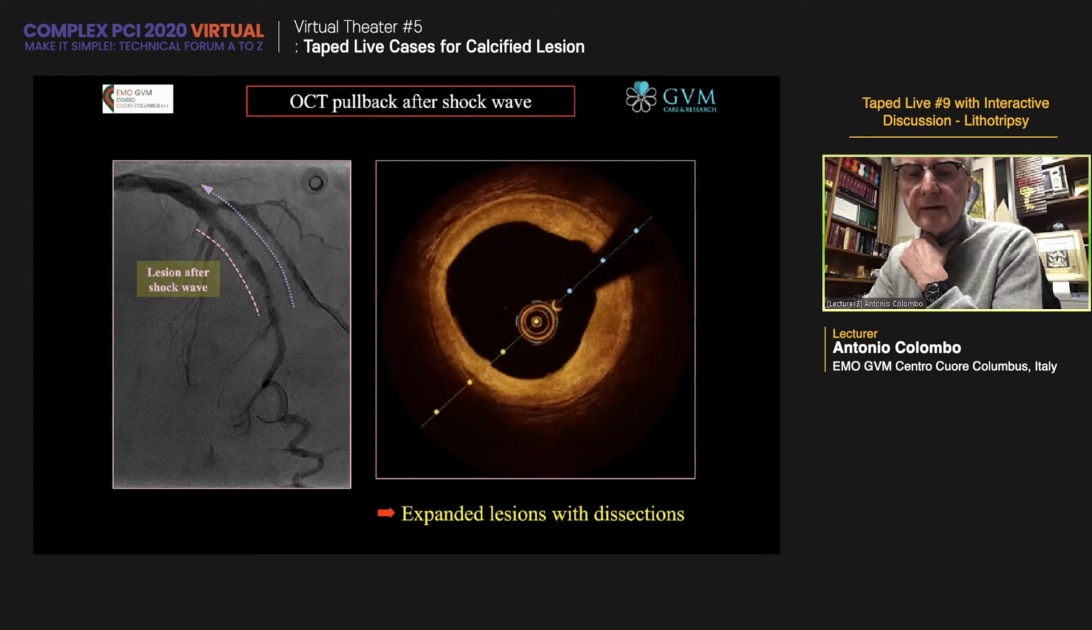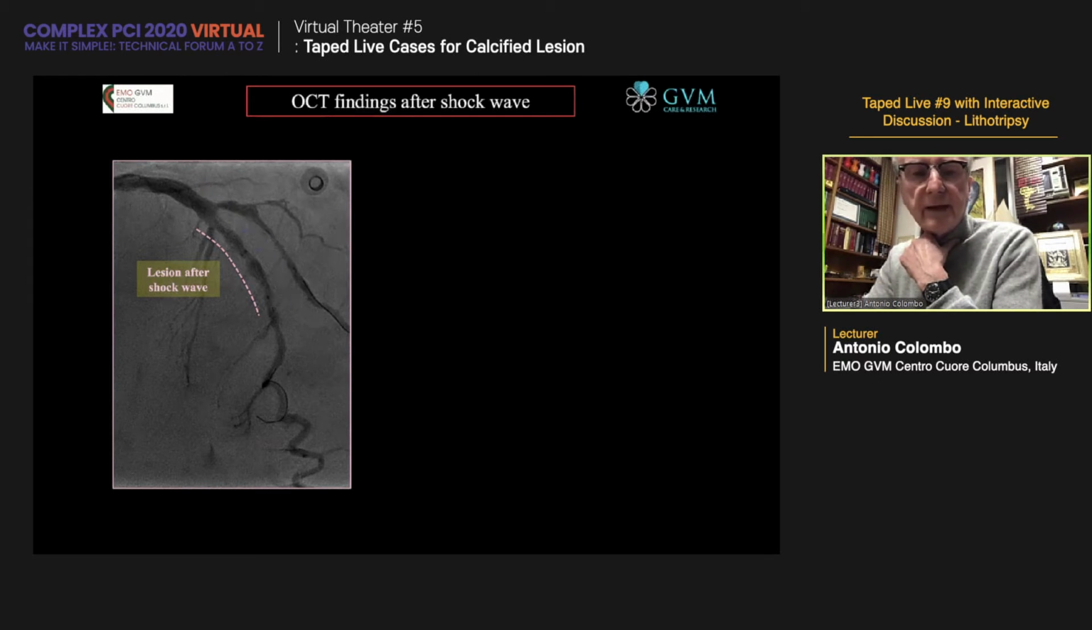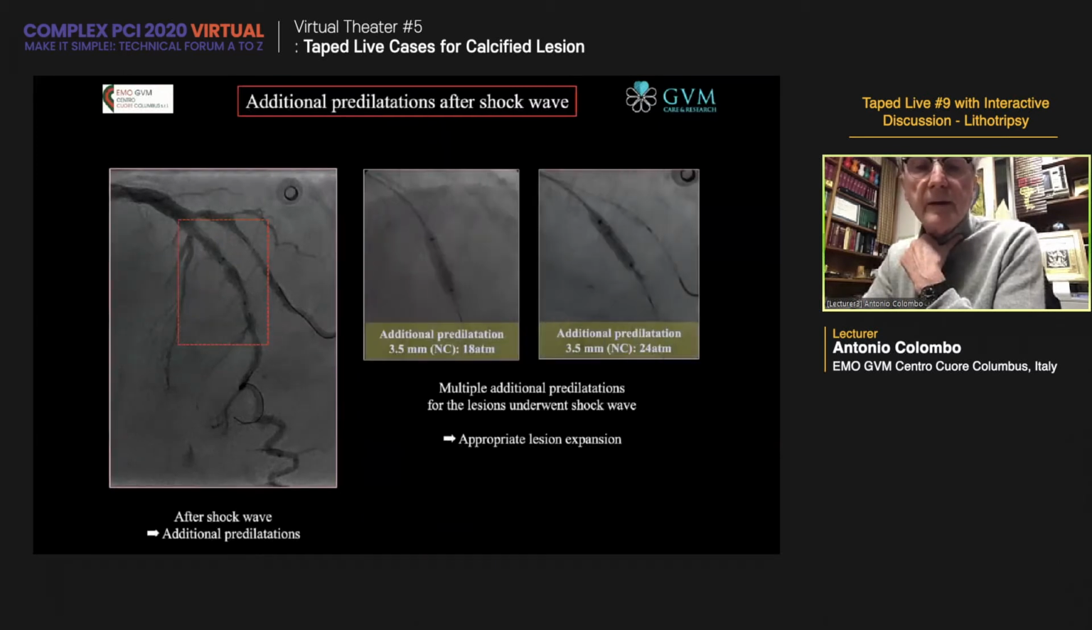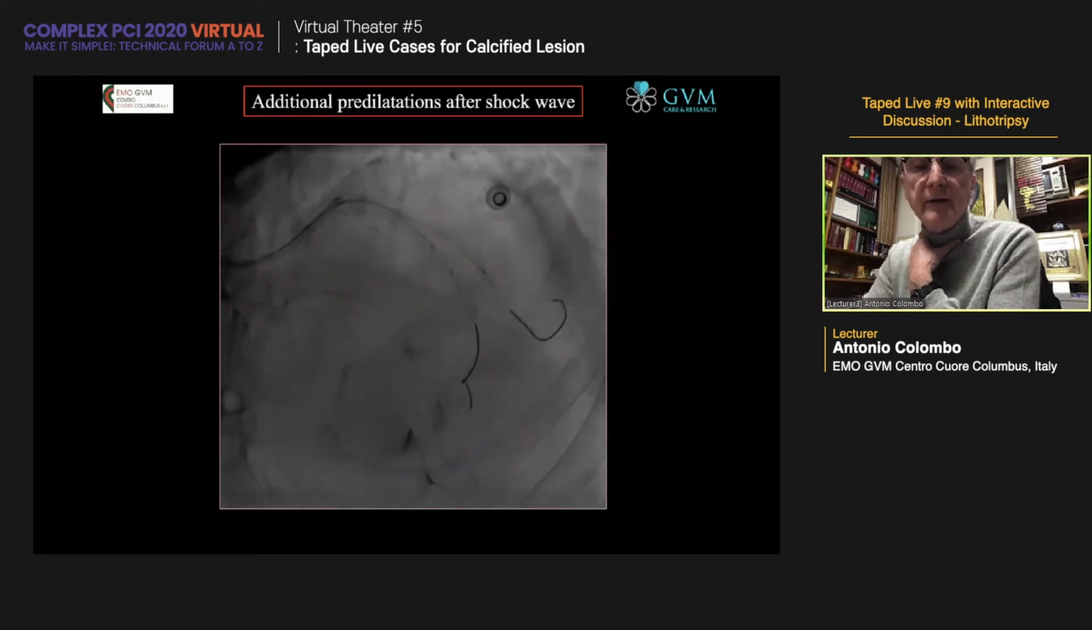As you notice, there is some dissection, but nothing dramatic. These are the cracks at the lesion, where the asterisk is a branch. Then we did additional pre-dilatation with a non-compliant balloon. I almost always do a non-compliant balloon dilatation up to 24 atmospheres, 3.5.